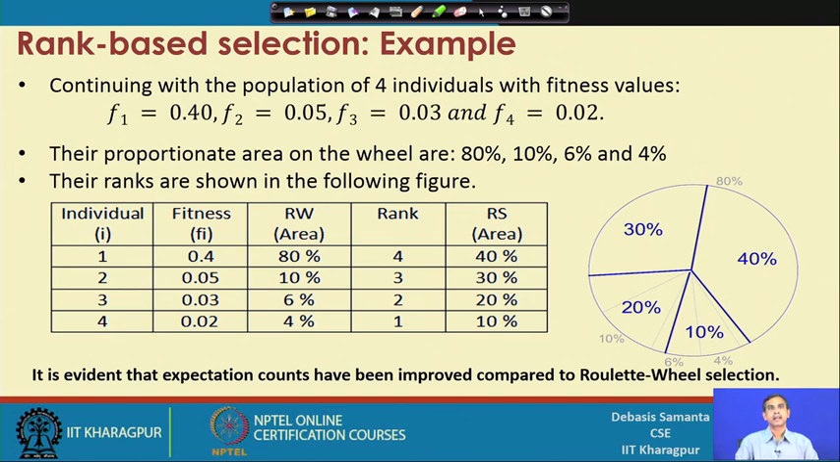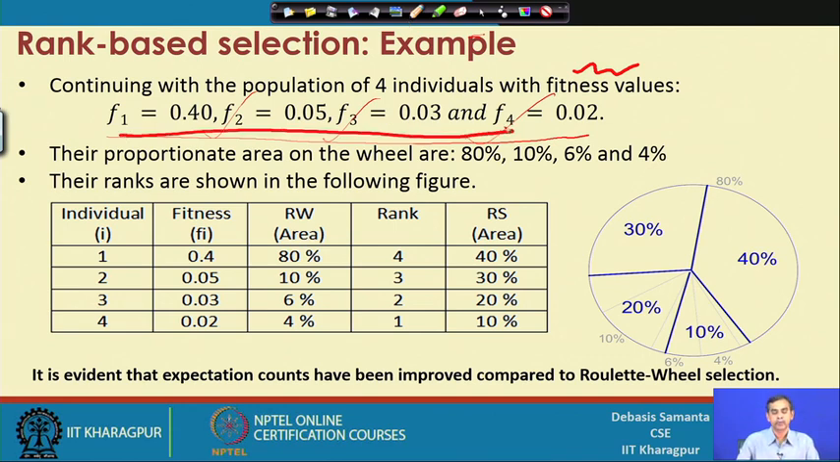Now, let us illustrate the rank based selection scheme with an example. Let us consider only 4 individuals at any instant, F1, F2, F3 and F4, and their values are shown here. In this example we consider 4 individuals F1 to F4 with their different fitness values, and the same population is listed here with their fitness values.